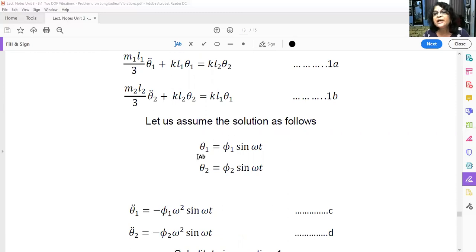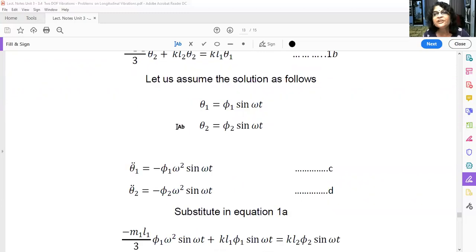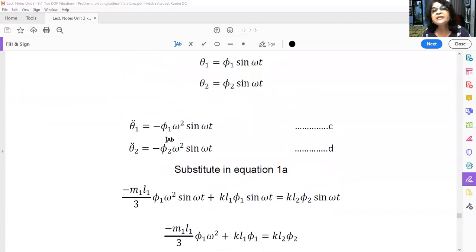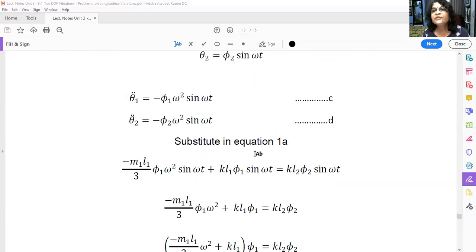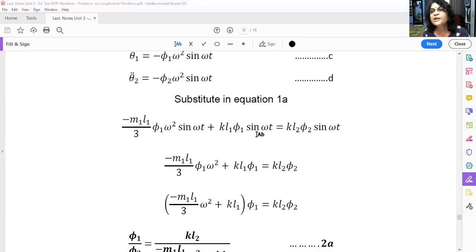So your solutions are theta 1 is equal to phi 1 sin omega t, theta 2 is equal to phi 2 sin omega t. So differentiating, double differentiating, what you will get? Theta 1 double dot is equal to minus phi 1 omega square sin omega t. Theta 2 double dot is equal to minus phi 2 omega square sin omega t. Now substituting in equation 1a, what are the values you will substitute? Theta 1, theta 2 and theta 1 double dot. Then cancelling out the common term sin omega t, so this is your equation.